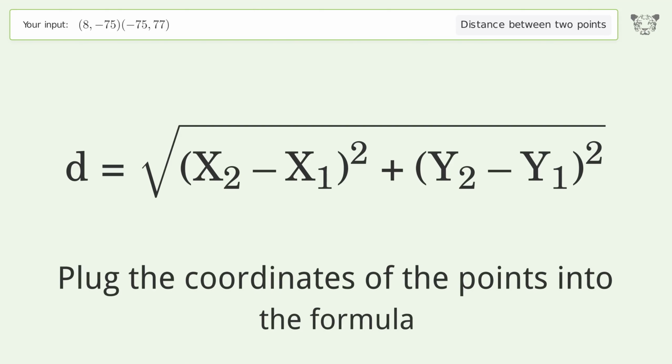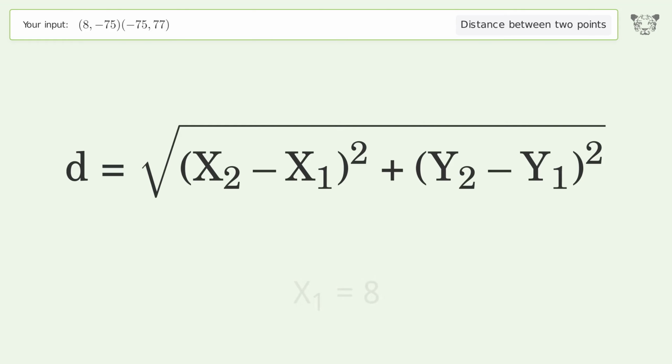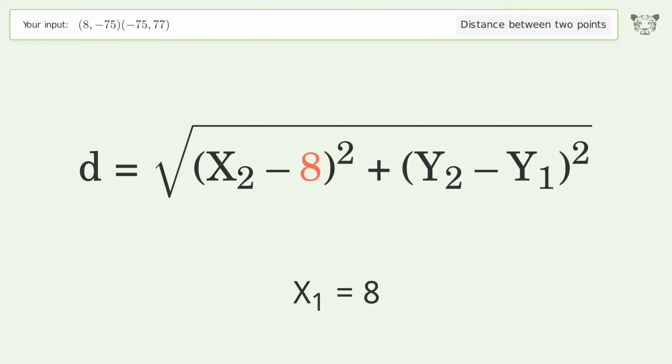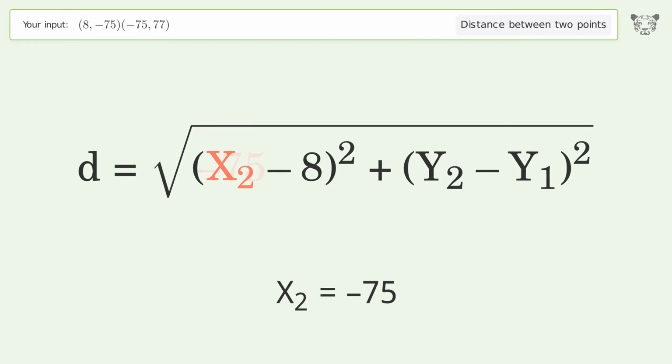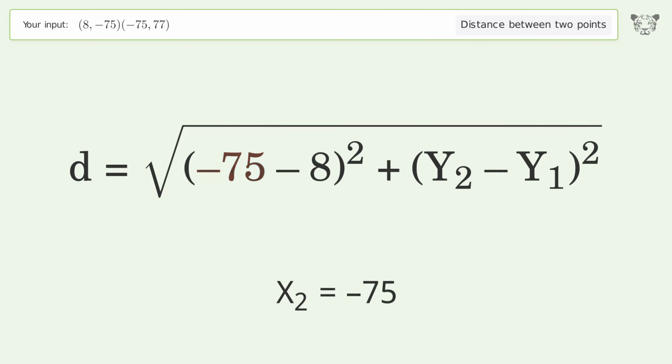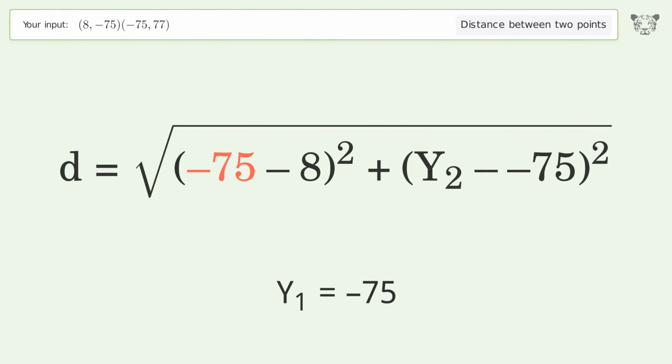Plug the coordinates of the points into the formula. x1 equals 8. x2 equals -75. y1 equals -75. y2 equals 77.